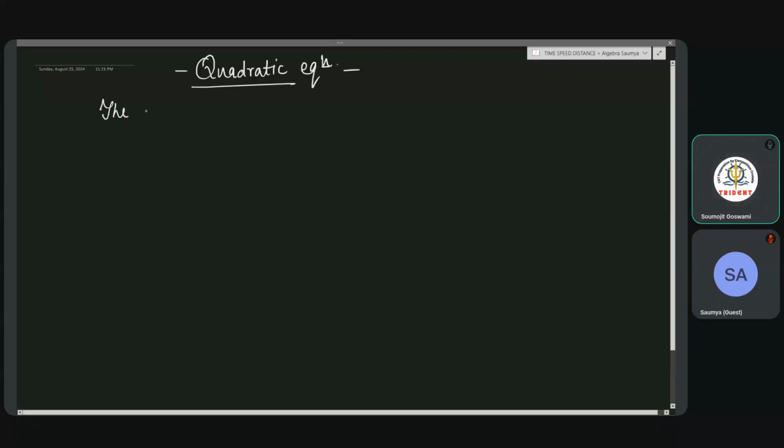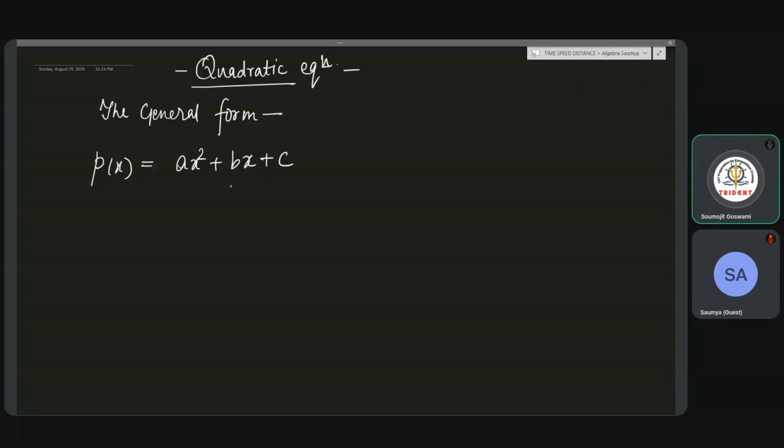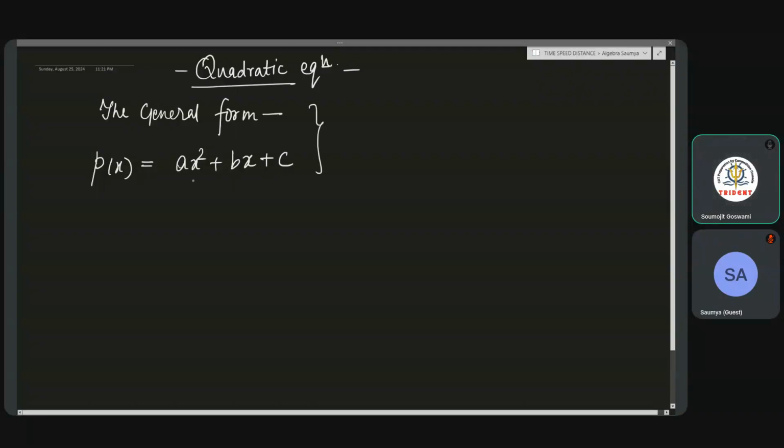the general form, and I'm pretty sure you already know what the general form of a quadratic equation is. If I consider this to be just, let's say, a quadratic polynomial function, I can write it like this: ax squared plus bx plus c. Now what are these a, b's and c's? These are the coefficients of the terms x squared, x and the constant c, right? So this is the general form of a quadratic equation.